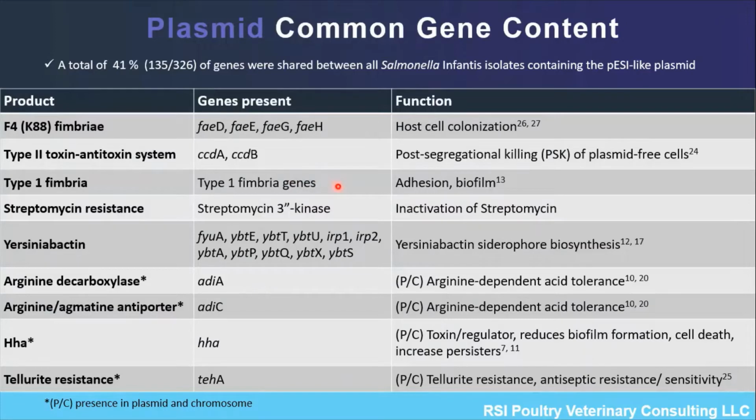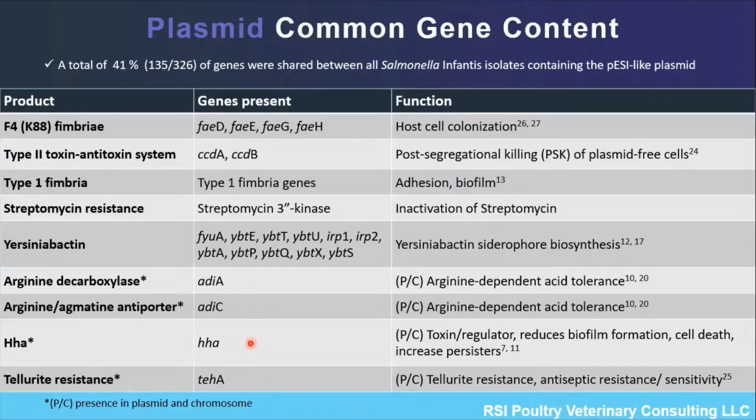Type 1 fimbria, which is involved in host cell adhesion and biofilm formation. The streptomycin 3' kinase gene that participates in the inactivation of streptomycin. The Yersiniabactin genes, which are a highly efficient iron acquisition system. The expression of these genes is induced by iron limiting conditions, and it has also been linked to resistance to copper toxicity. The ADIA and the ADIC genes are responsible for acid resistance.